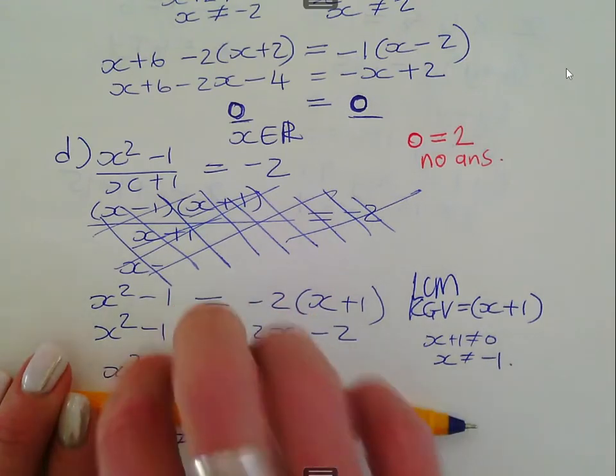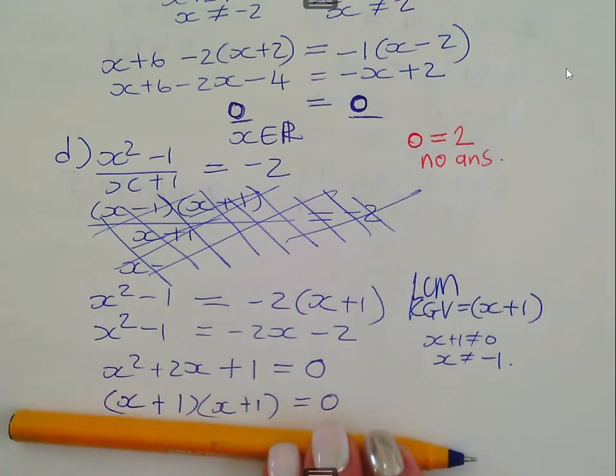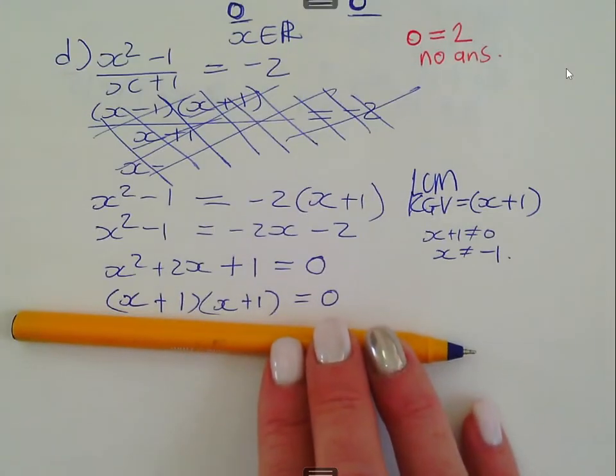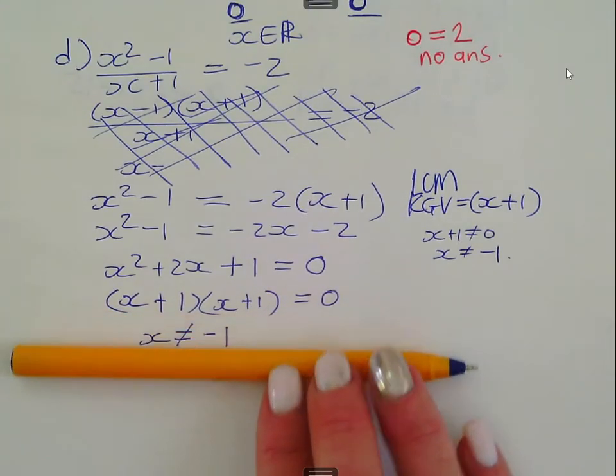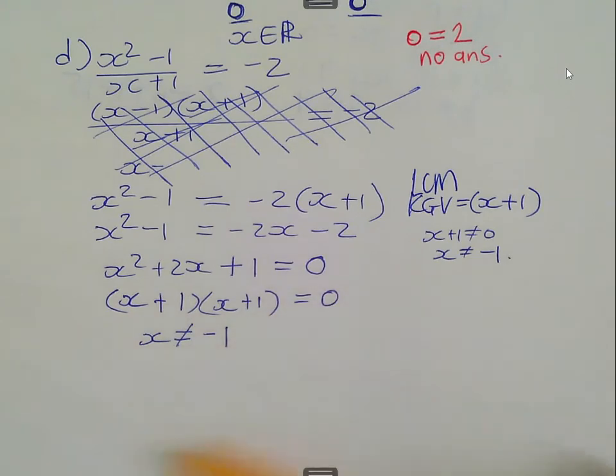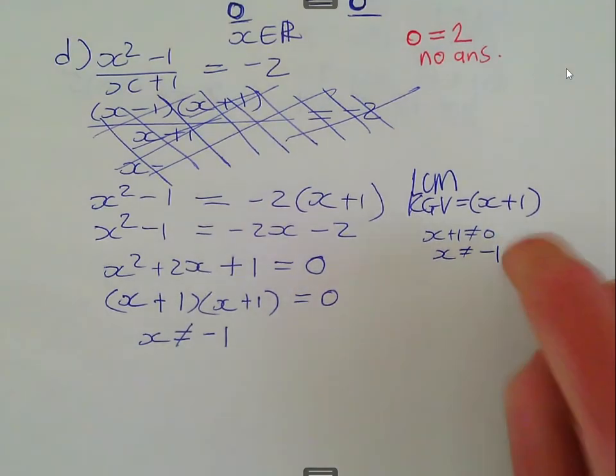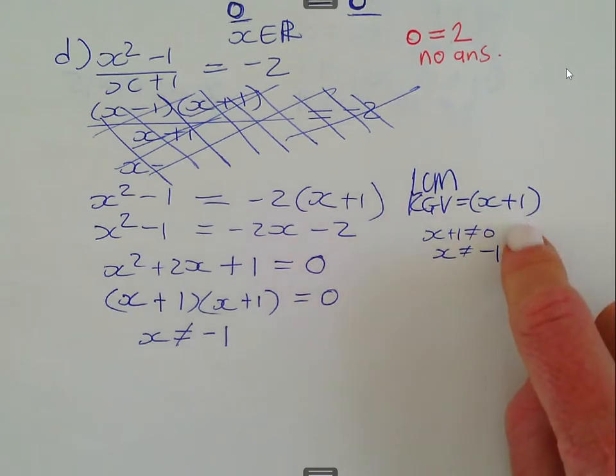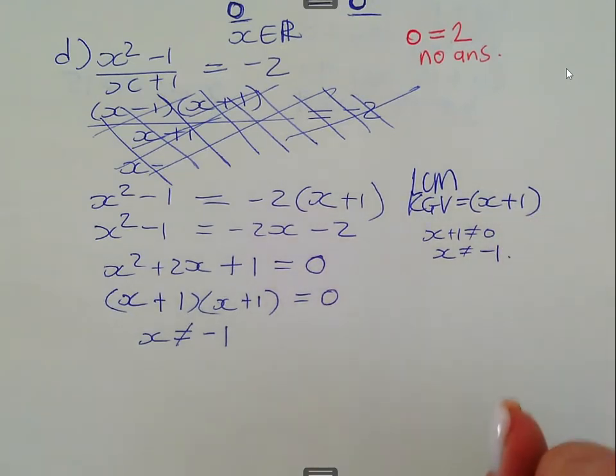Factors of 1 that will give me 2 when I add them is 1 and 1. So there's actually just one answer there, and that answer will be negative 1. But do you see I cancelled that answer? Why did I cancel that answer? It's my restriction. It would result in an answer of 0 in the denominator.